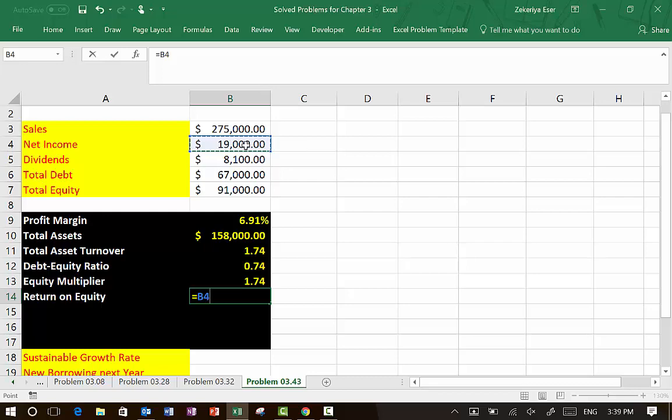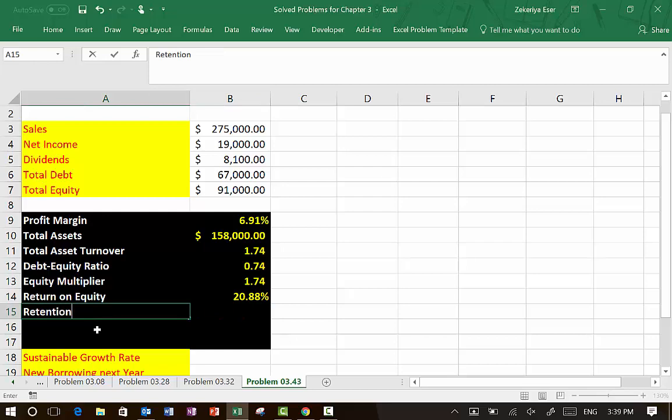Actually, I already had return on equity. I don't know why I calculated all these. Let's do it anyway. Let's do it the other way as well. Profit margin times total asset turnover times equity multiplier. Same amount.